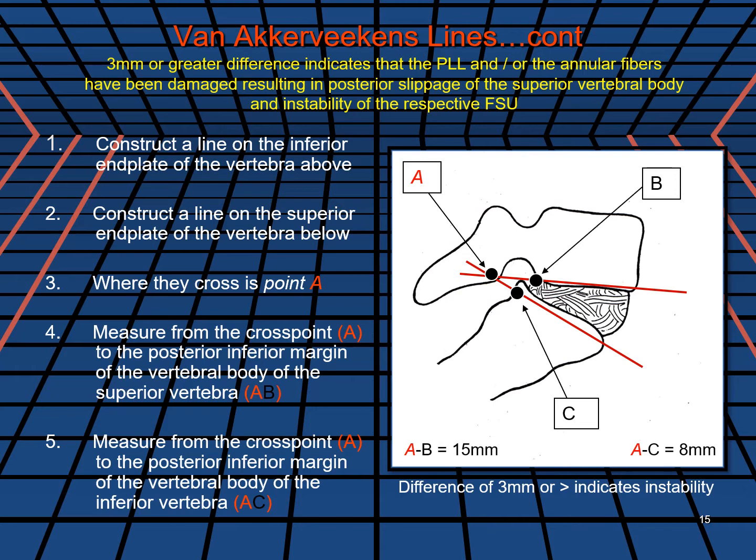All right, so as we see up here, a 3 millimeter or greater difference indicates that the PLL and the annular fibers have been damaged, resulting in slippage of the superior vertebral body and instability of the functional spinal unit. Fairly easy to do, and this would, again, also be a prognosticator as to the therapeutic response of your treatment, and it may indicate that the patient needs exercise, possibly bracing, and ongoing maintenance or supportive care in your office.